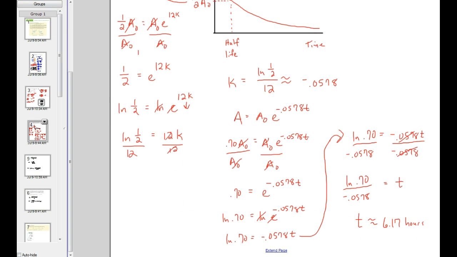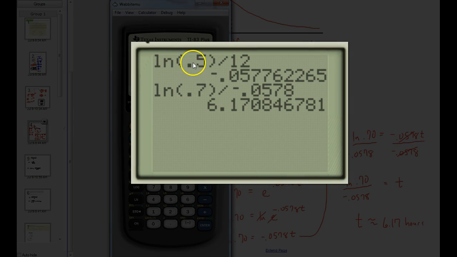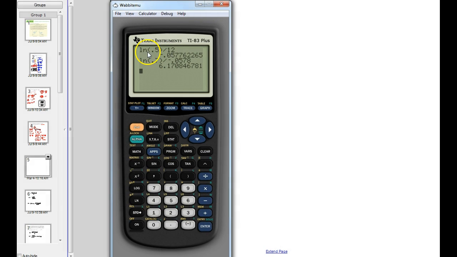Now I left this on the calculator on purpose. The natural log of 0.5 divided by 12, because that negative 0.0578 that we divided by here came from that. So I'm going to show you a little shortcut for a problem like this based on this calculator screenshot that we have right here. I'm going to put it into our sheet and show you how I can use this to come up with a shortcut.